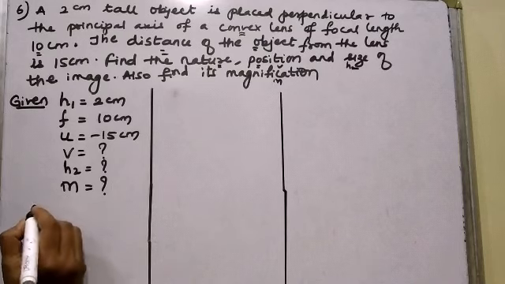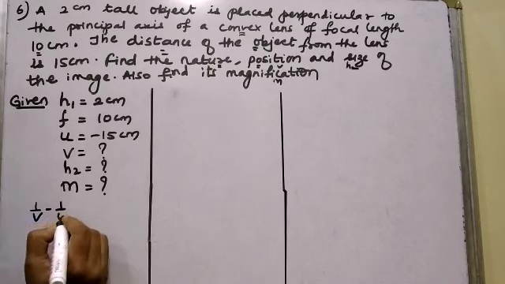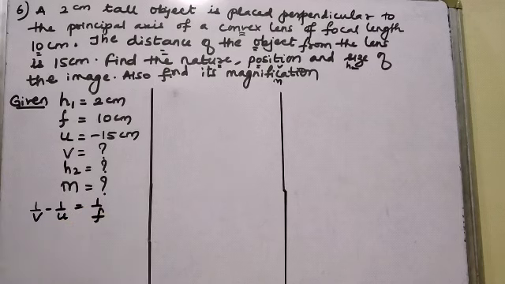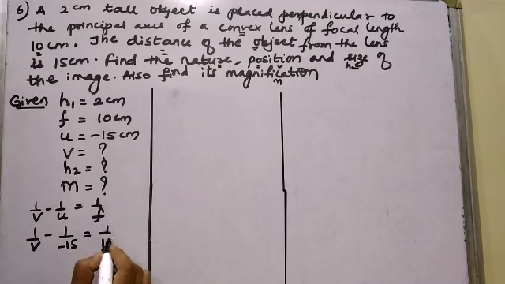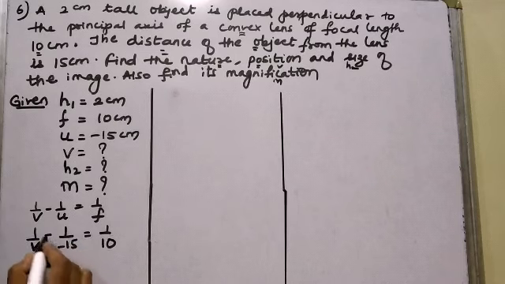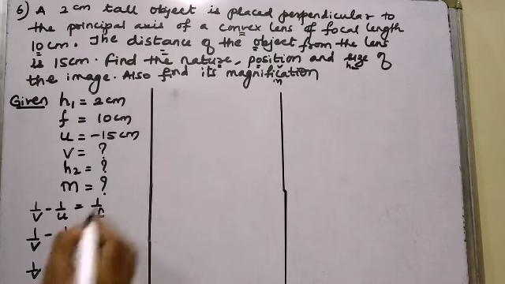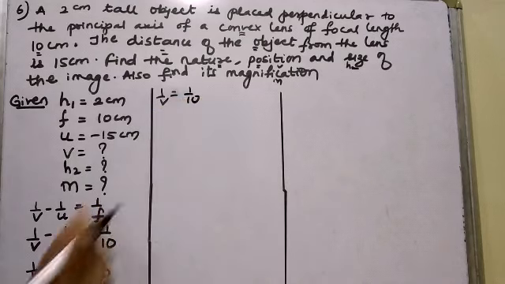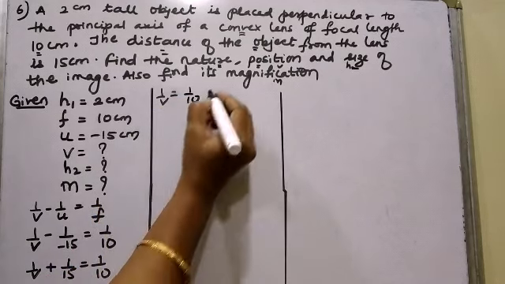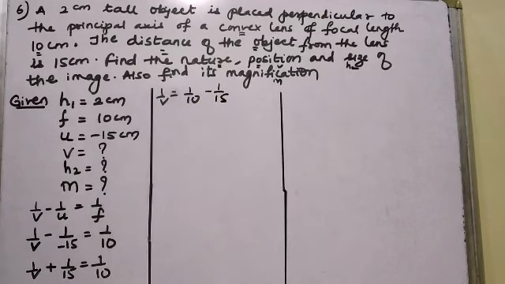Okay, so we apply the lens formula: 1 upon V minus 1 upon U is equal to 1 upon F. Put the values: 1 by V minus 1 upon U, U is minus 15, is equal to 1 upon F, F is 10. So 1 upon V, minus into minus will become plus, 1 upon 15 is equal to 1 upon 10. So now 1 upon V is equal to 1 upon 10 plus 1 upon 15 shifted to the right hand side, it becomes minus 1 upon 15.